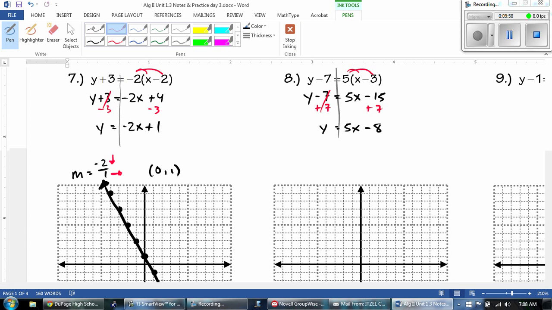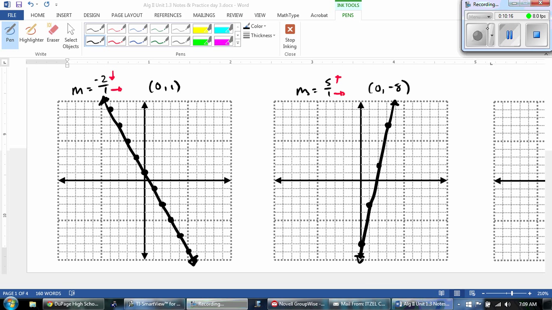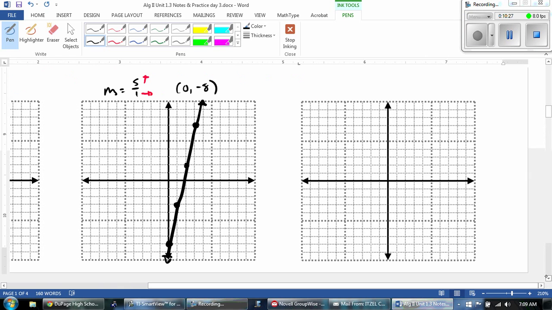Okay. So why don't we see if you guys can graph this one all on your own. Go ahead and pause the video, and good luck. No, I'm going to make you figure out what the slope and y-intercept is all on your own. You can do it. And there you go. The slope was 5 over 1 and our y-intercept was (0, -8). Okay. Last one on this side.